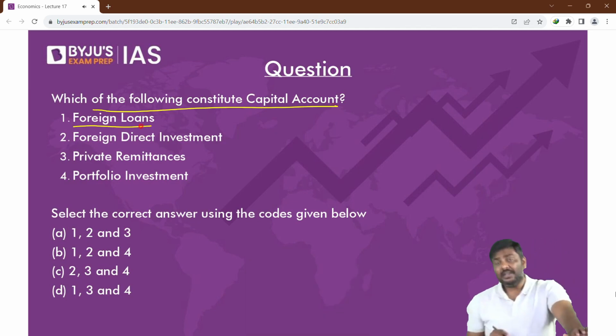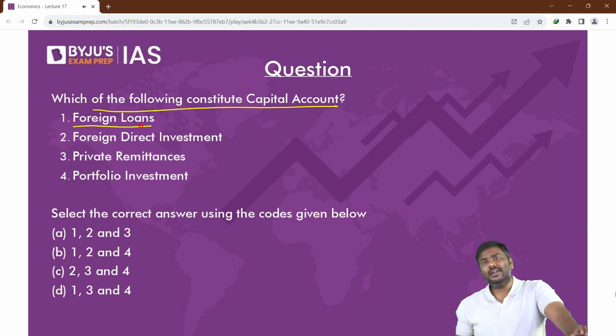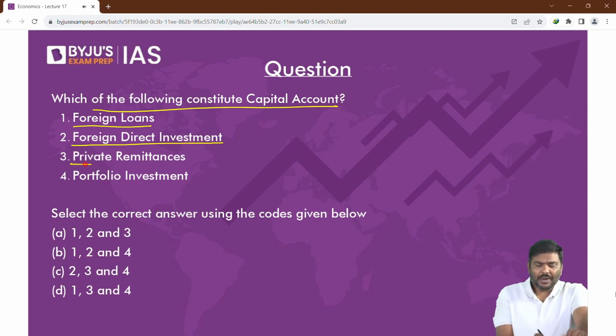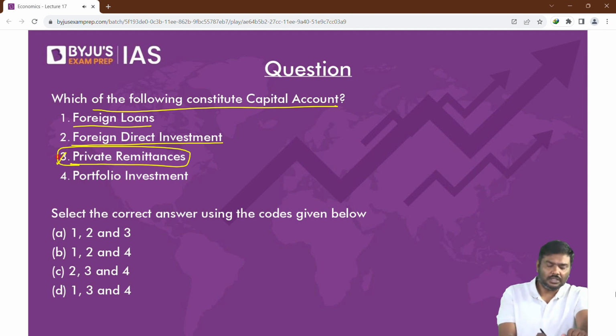Okay, 60% have answered correctly. Which of the following constitutes a capital account? Foreign loans, for example ECB, part of capital or current? Capital account. Foreign direct investment, straightforward, capital account.